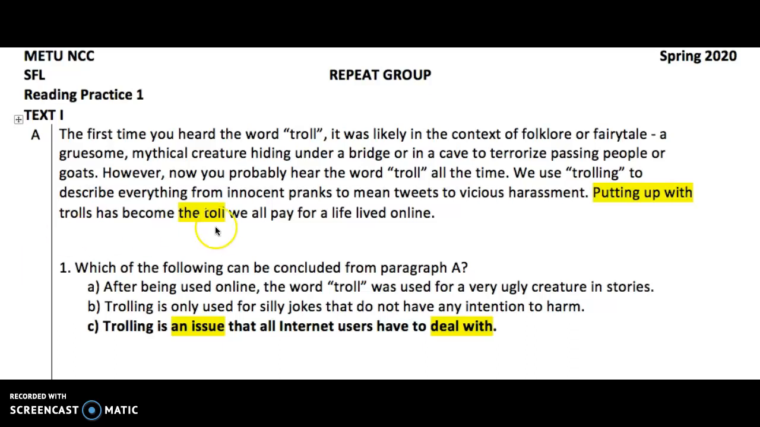Here, if you look at the word deal with, you see that it is the synonym of putting up with, and an issue is the synonym of the toll. That's why the answer is C.